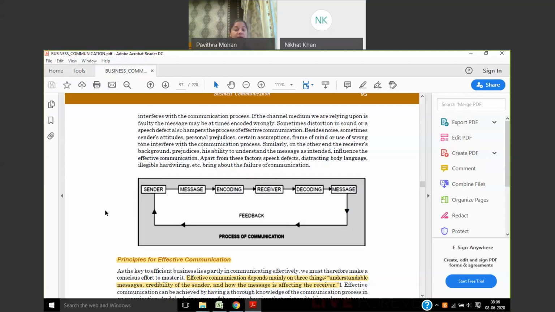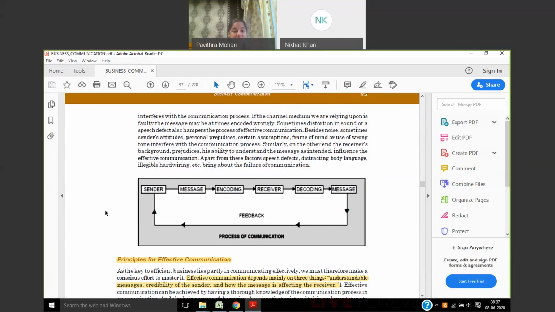Then after this encoding, what happens? The message is being received by the receiver. The same content the sender wants to send is received by the receiver. Once this has happened, we are going to have a feedback. So who's going to give the feedback? The feedback is going to be given by the students and the faculties to the sender. So who is the sender? The principal.